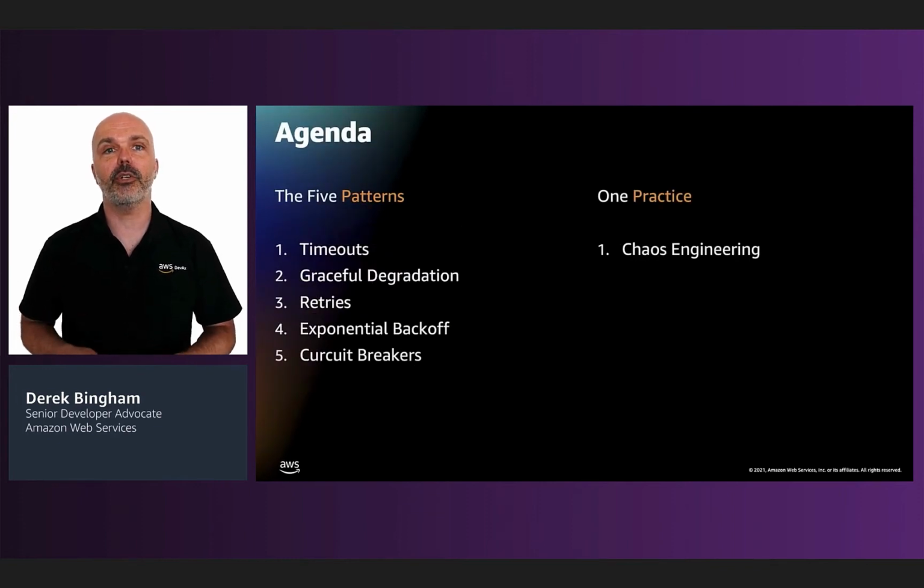So today I'm going to show you 5 patterns and a practice that you can use to really build out your resilient applications and delight those users. We're going to talk about timeouts, graceful degradation, retries, exponential back offs and circuit breakers, and then I'm going to introduce you to a practice of chaos engineering and introduce you to a new AWS service that came out last year called the Fault Injection Simulator.